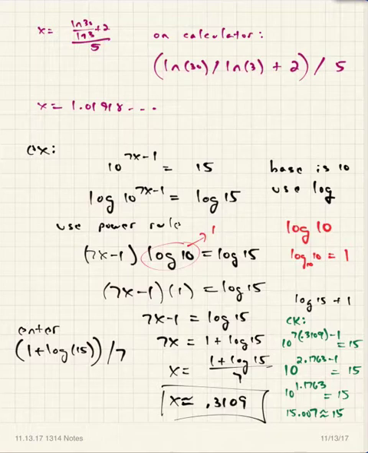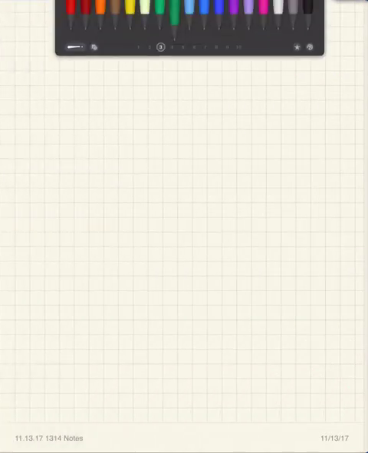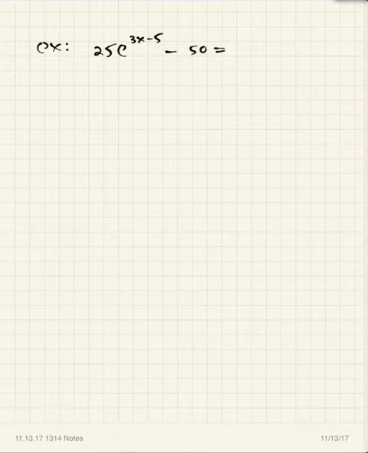All right. So continuing to discuss some things about type 2 exponential equations. So the next one, let's say we have 25 times e to the 3x minus 5 power minus 50 equals 100. All right, so this looks a little bit more complicated.